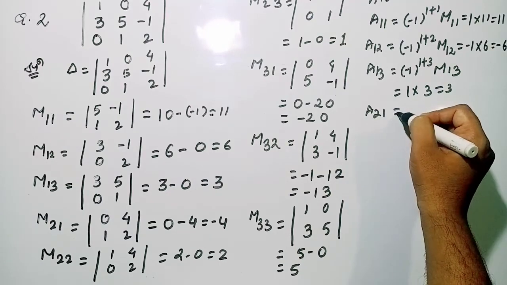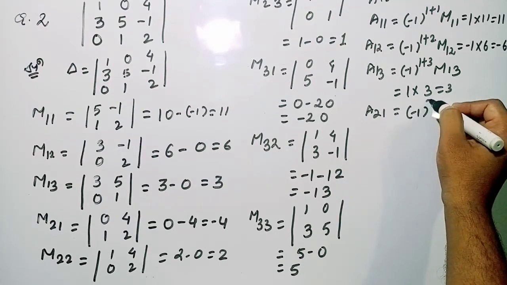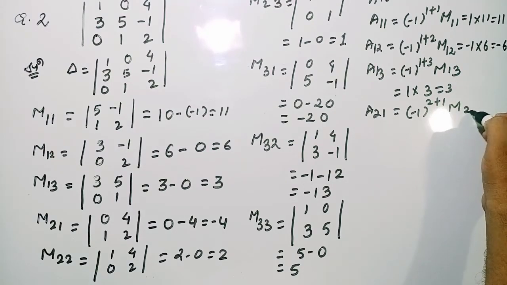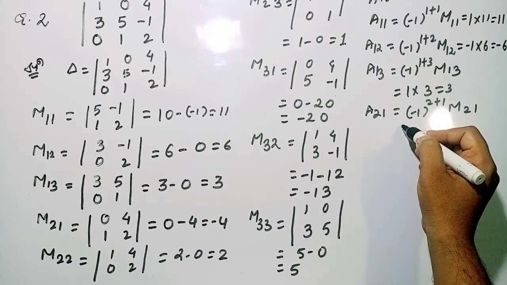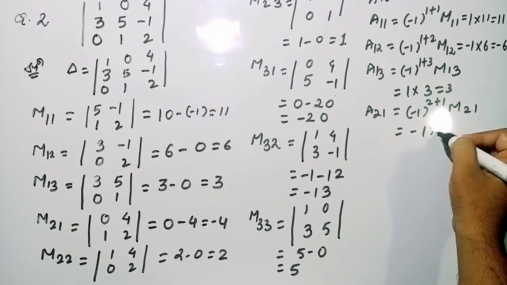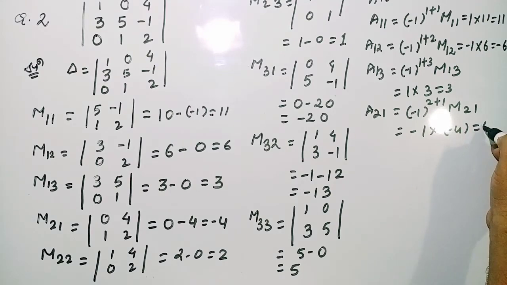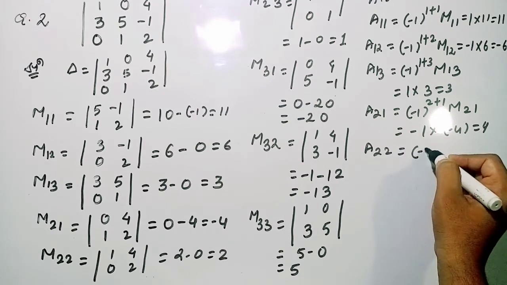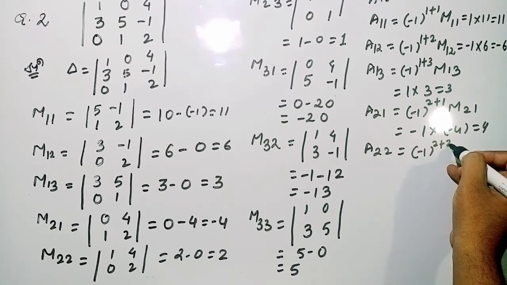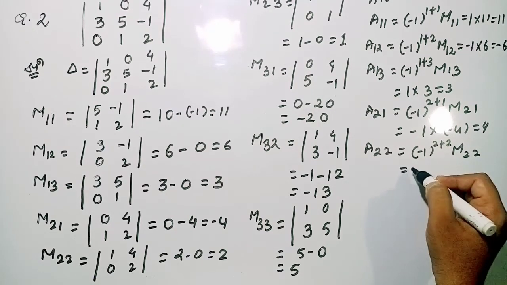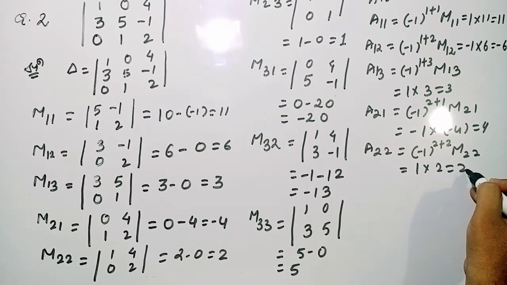Similarly A21, so -1 to the power 2 plus 1 into M21, the value of M21 is -4, so we are getting -1 into -4, so 4. Similarly A22, -1 to the power 2 plus 2 into M22, so the value of M22 is 2, so 1 into 2 is equal to 2.